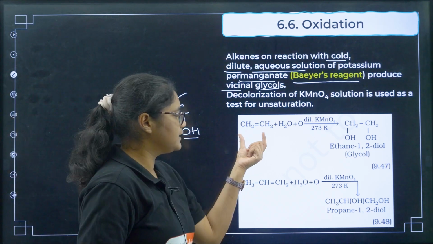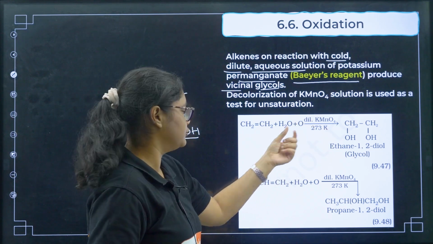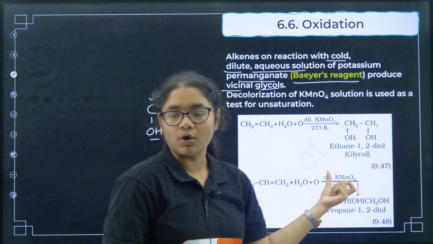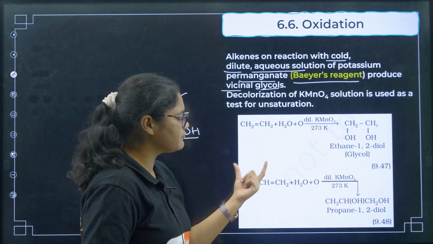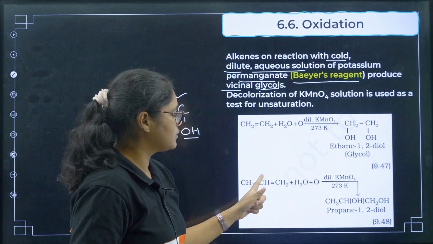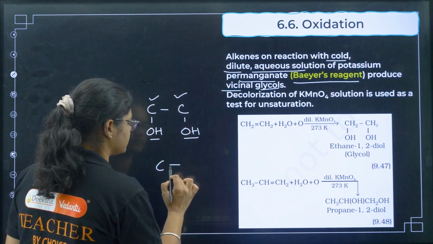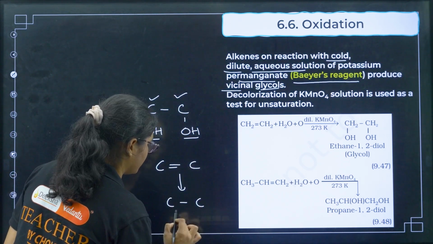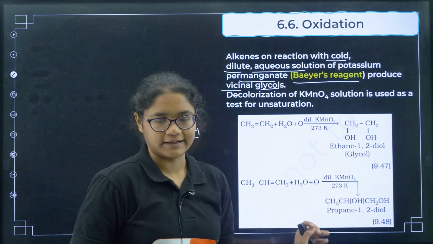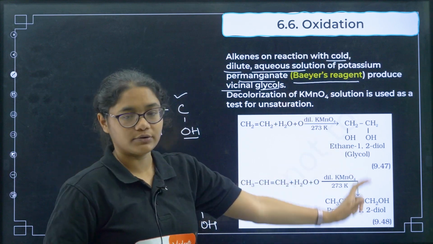Here you can see ethene, H2O and oxygen in presence of dilute KMnO4. If you use it, we get this OH and OH group, so it is ethane-1,2-diol or glycol. Similarly, if you have propene here, with H2O and dilute KMnO4, the two carbons present here will take the OH group. The double bond is shifted to OH and OH like this, so you will get a product like this. The reagent used here is Bayer's reagent, or dilute KMnO4.